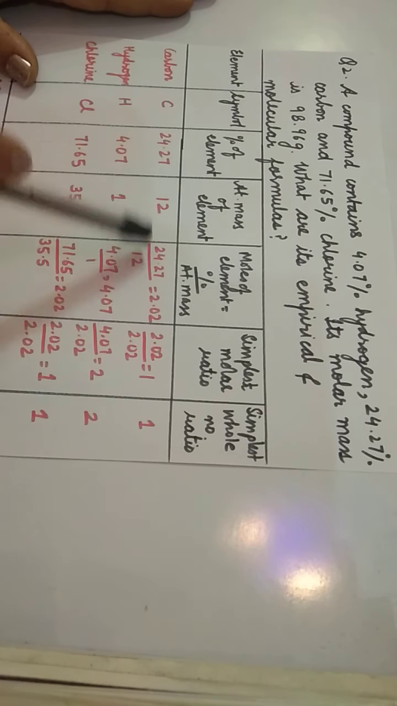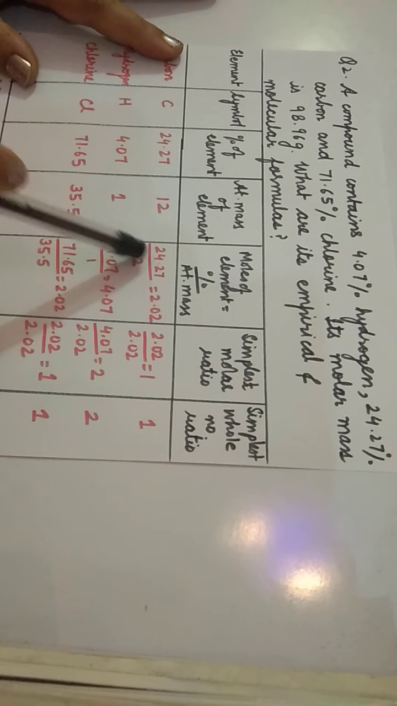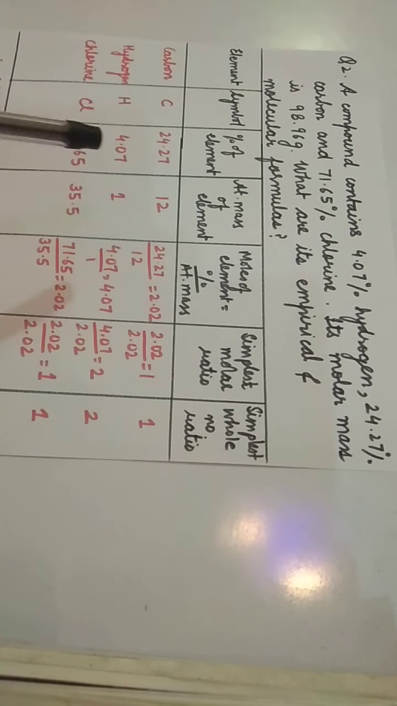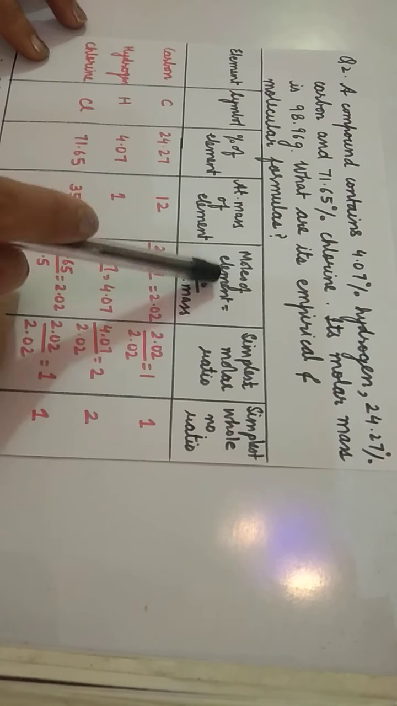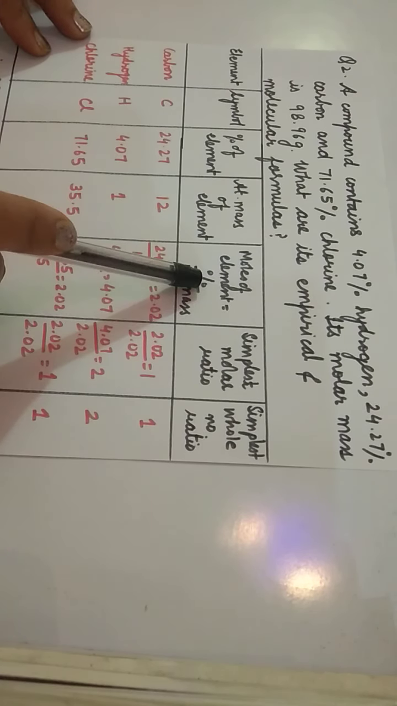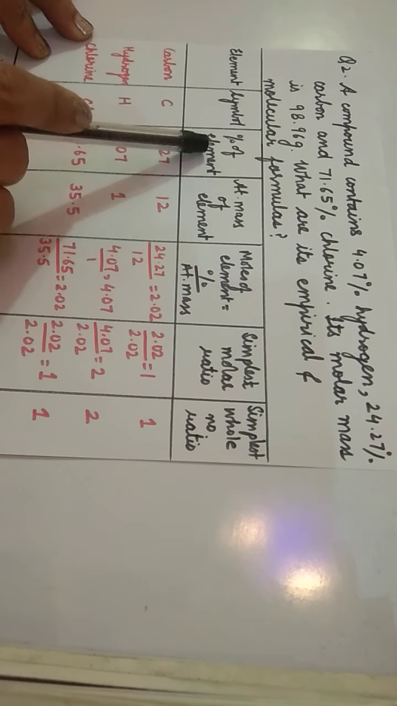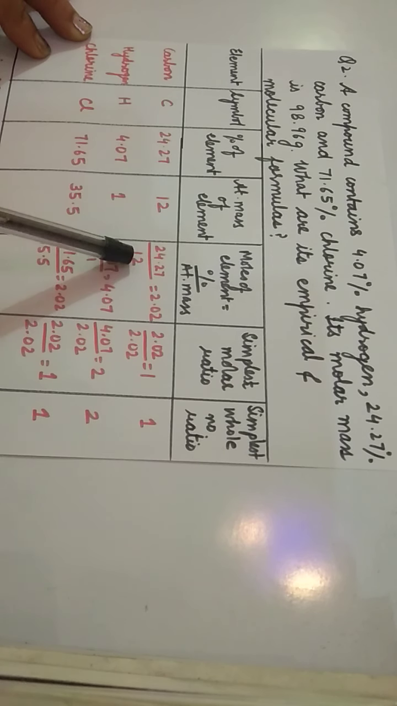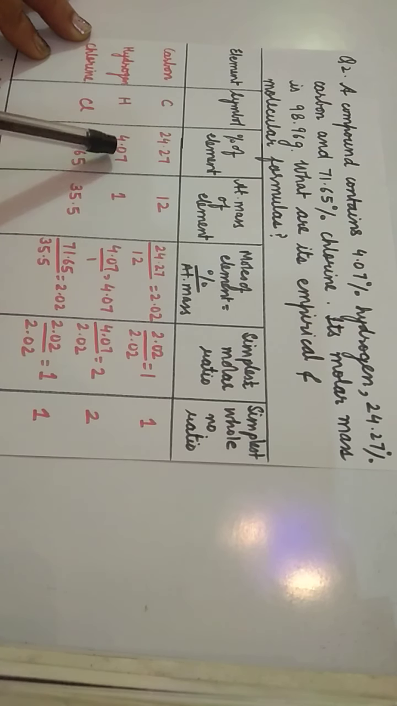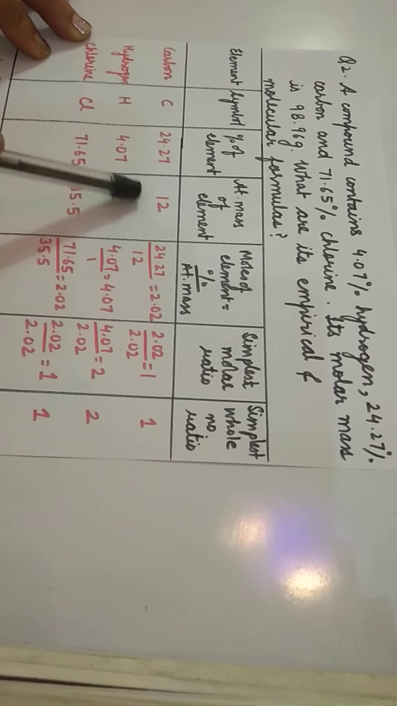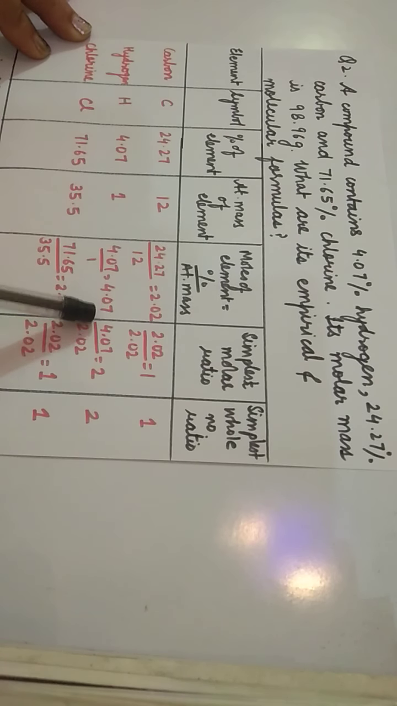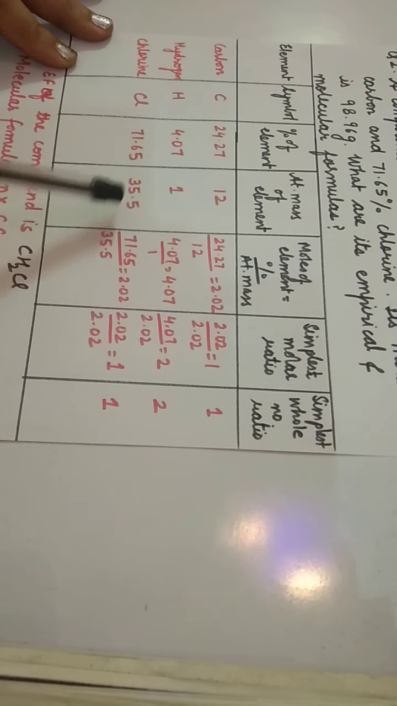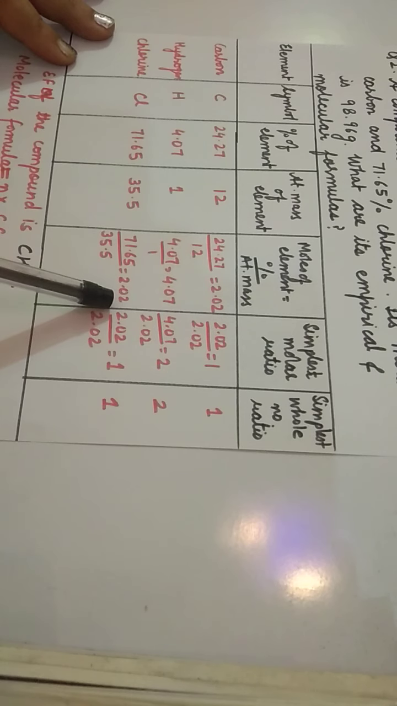So first you will write the mass in gram divided by molar mass, or here you can say the atomic mass. So moles of element will be equal to what, children? Formula is percentage given divided by atomic mass. So it is 24.27 divided by 12, it is equal to 2.02. And here percentage divided by atomic mass, it is 4.07. In the same way, percentage divided by atomic mass of chlorine will be equal to 2.02.